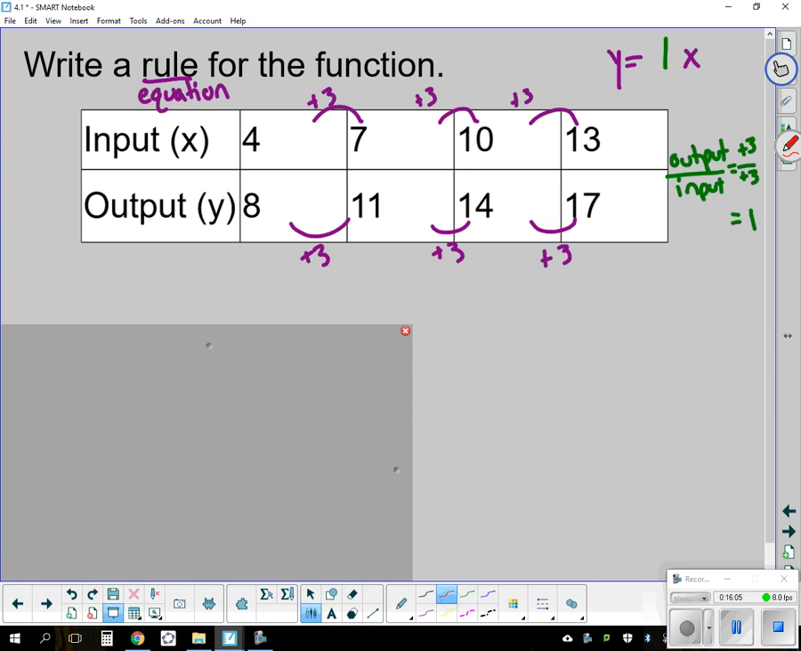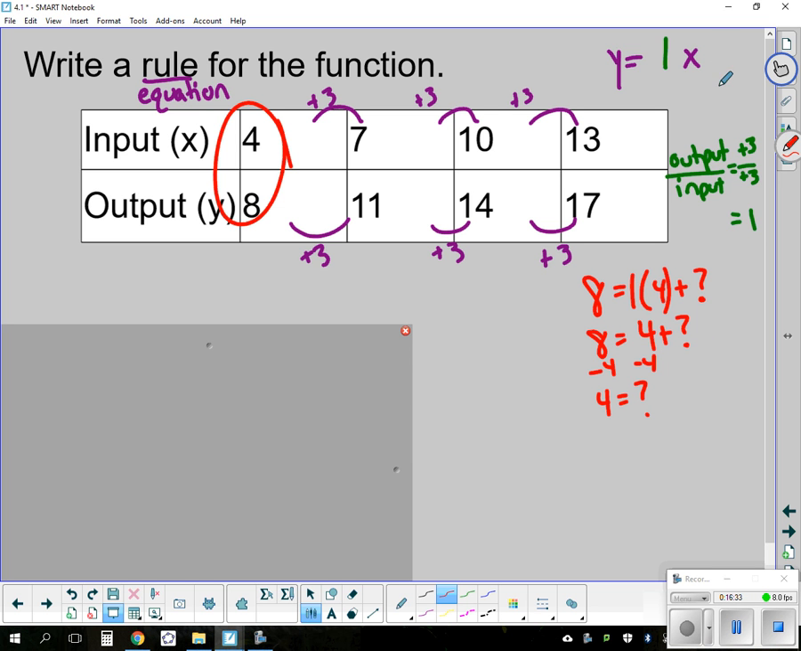Now the last thing to do is to figure out, do I need to add or subtract some number here? So take one of your coordinate pairs, right, because this is an x and a y, and plug it in. We'd have 8 equals 1 times 4 plus something. Well, this is 8 equals 4 plus something. What would that something have to be? Well, if you subtract 4 on both sides, solving for this question mark, 4 equals your question mark. So that means your rule is that you have 1x plus 4.